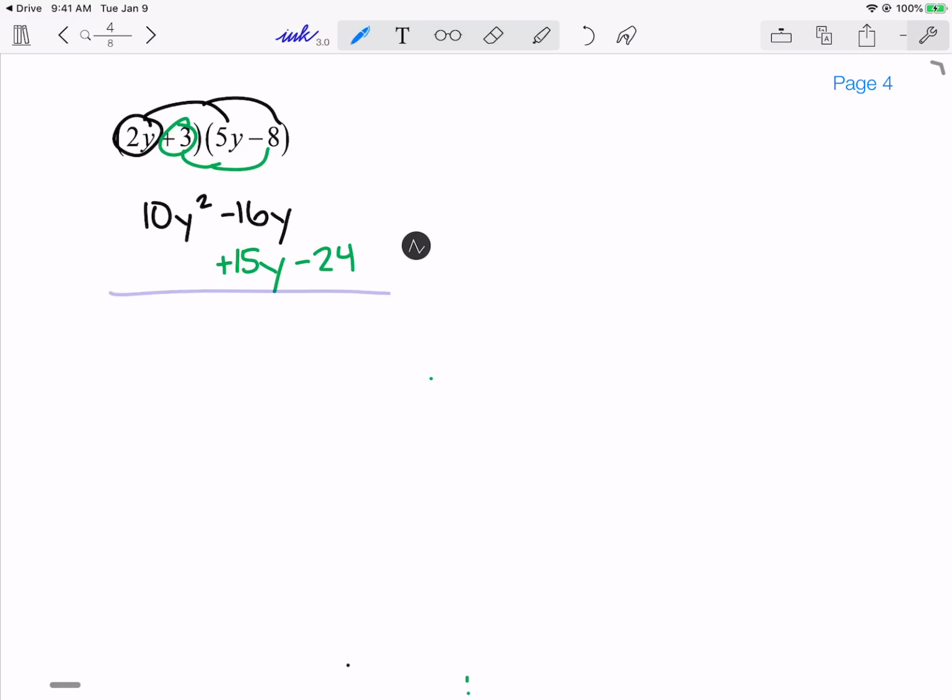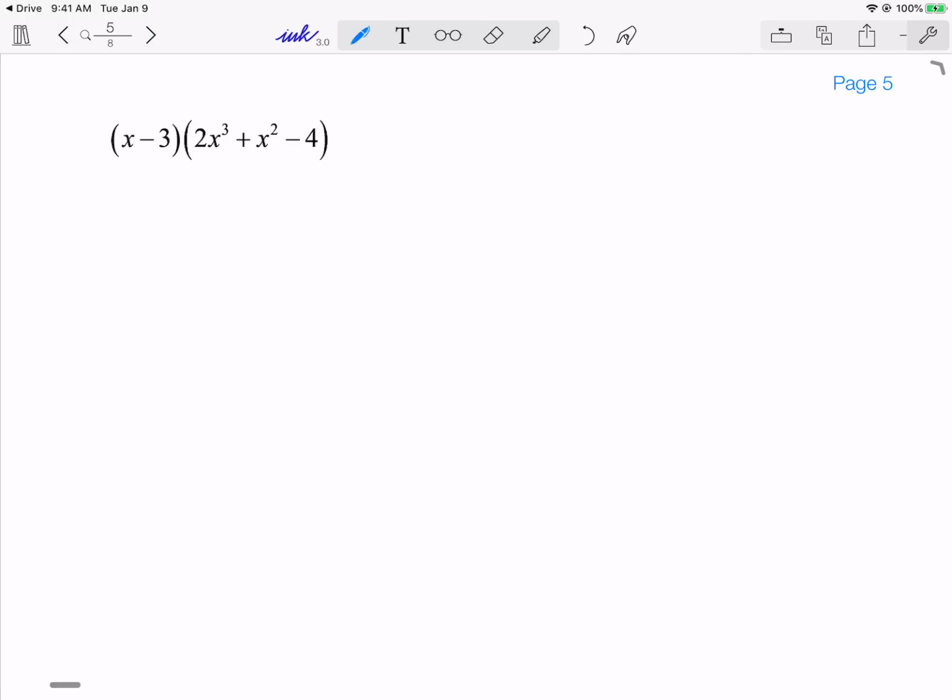because now if I add straight down, there's no other y squared terms, so I get 10y squared. Negative 16 plus 15 is negative 1, so I get negative y. I can put the 1 in front of the y if I want, but it's optional. And I get minus 24. So again, I invite you to pause the video before I tackle these problems so you can check your own work. So here's another one.